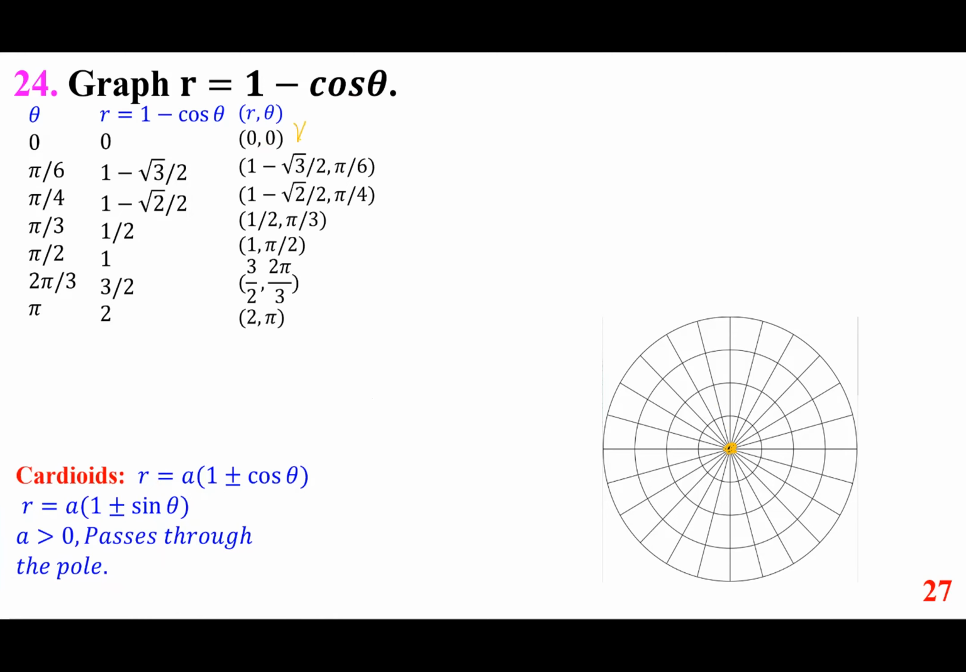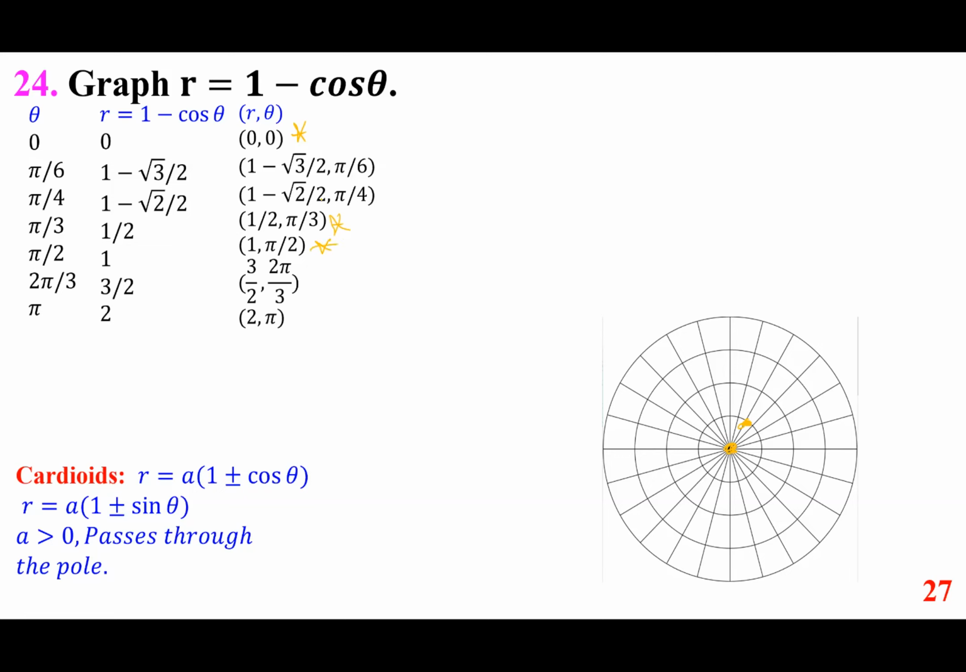So I'm looking at the easy ones. 1/2, because 1 minus square root of 3 over 2, you have to really have a decimal approximation. So pi over 3, and then 1/2, let's say somewhere here. This is not to scale, of course.